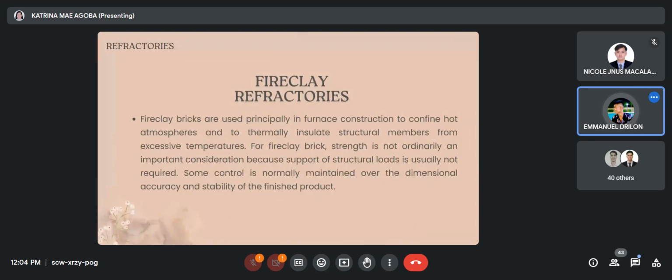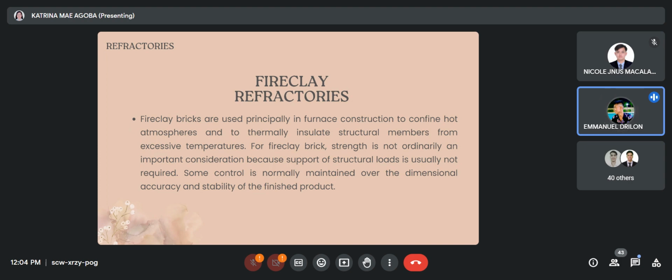fire clay refractories. Fire clay refractory bricks are used principally in furnace construction to confine hot atmosphere and to thermally insulate structural members from excessive temperatures. For fire clay bricks, strength is not ordinarily an important consideration because support of structural loads is usually not required. Some control is normally maintained over the dimensional accuracy and stability of the finished product.